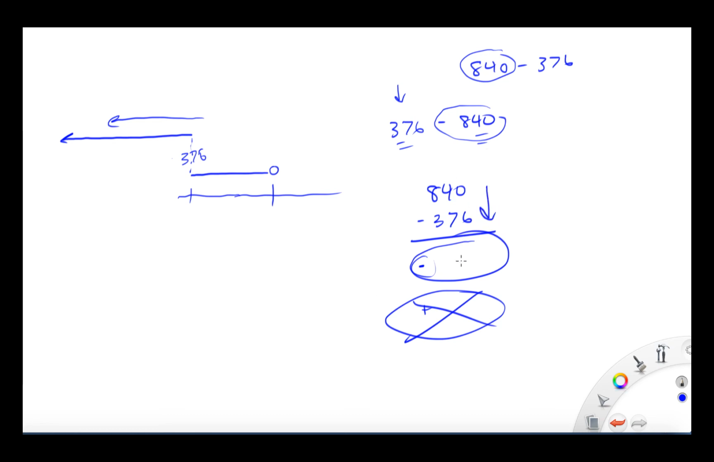I think you can do this without a problem and come up with this answer. But here's what I want you to be careful of, okay, is this sign. It's going to be negative because of what we've learned with our number lines, okay? All right, let's talk about sequence.